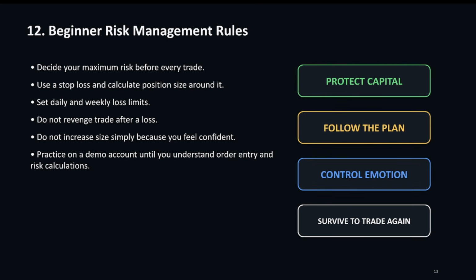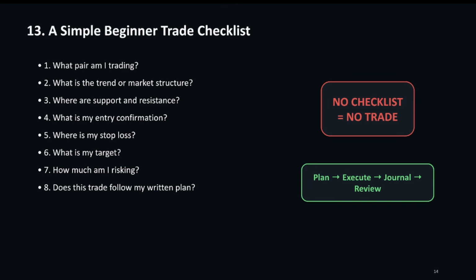Boom. Next, you need a simple beginner trading checklist. The first step is to identify what pair you are trading. Whether it's gold, EUR/USD, GBP/JPY, or GBP/USD, there's a variety of pairs you can trade in this market. Two, what is the trend of the market? Is the market going up, which means it's bullish, or going down, which means it's bearish? If the market is going up, I'm looking for buys. If it's going down, I'm looking for sells.